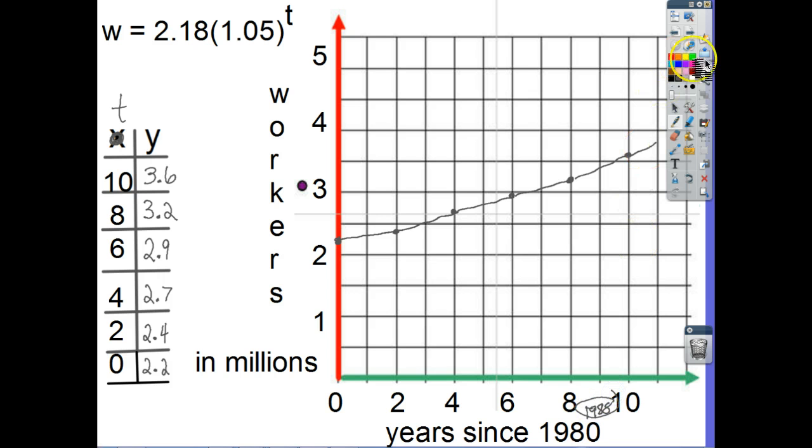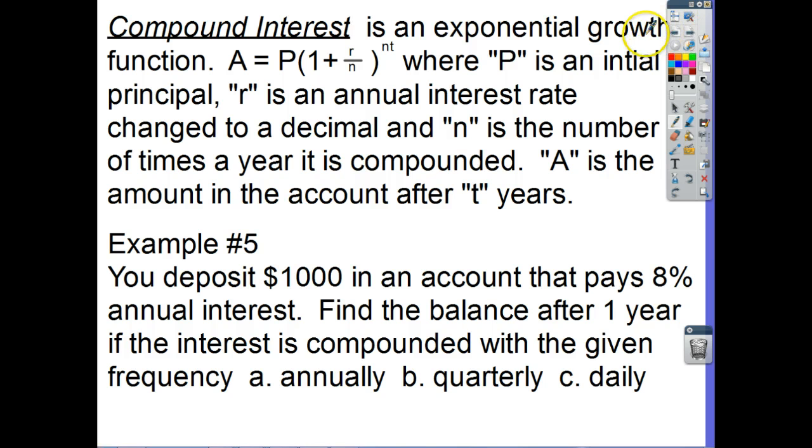Okay? All right. Now I'm going to talk to you about compound interest. Compound interest is an exponential growth function of the form A equals P(1 plus r over n) raised to the nt, where P is the initial principal, r is the annual interest rate changed to a decimal, and n is the number of times a year it's compounded. So A is the amount in the account after t years.